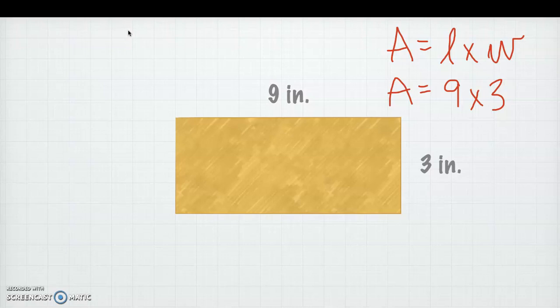So 9 times 3 equals what, class? Perfect. 9 times 3 equals 27. So A equals 27. Remember, our final answer is square measurement, and our measurement is inches. So it's going to be 27 square inches. As you're finding the area of a shape, just remember your final label.